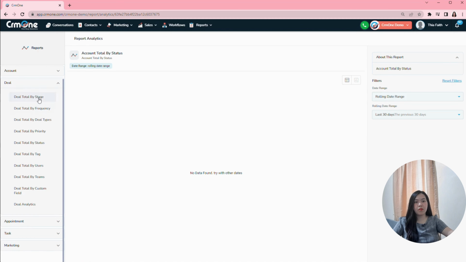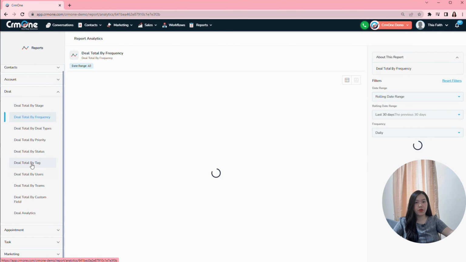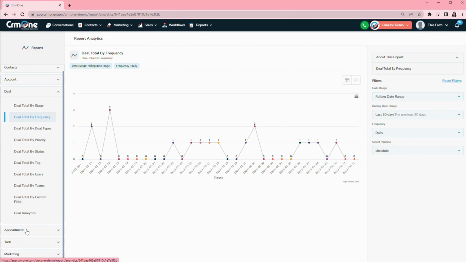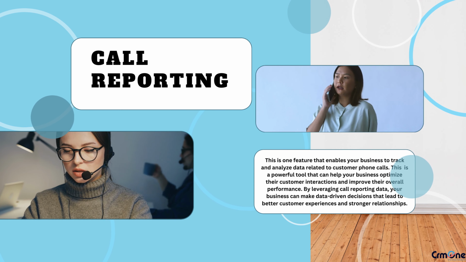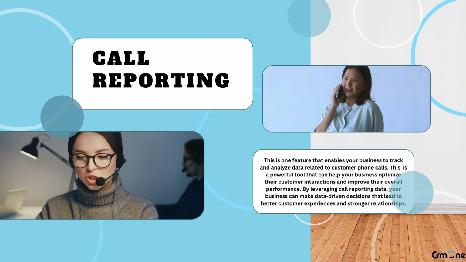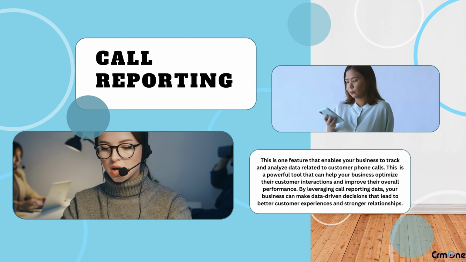You will have a bar graph for incoming and outgoing calls and a pie graph for the call reports. Now, these are your call logs. You can find here your call history among your contacts. Now, let's have the appointments. This is where you can see the report of the appointments you have had.